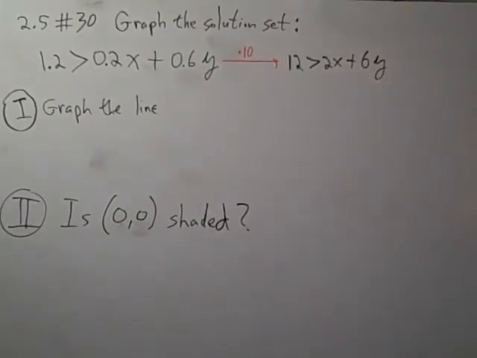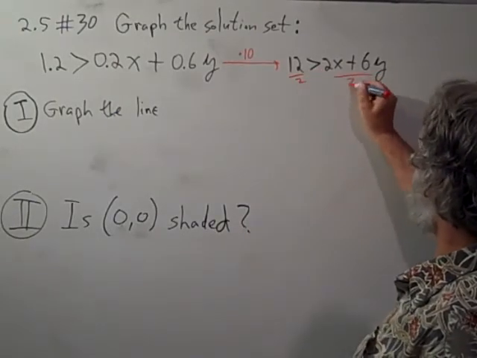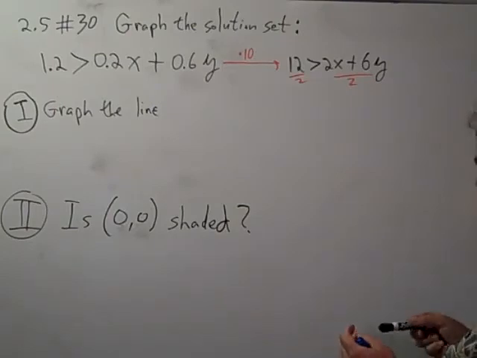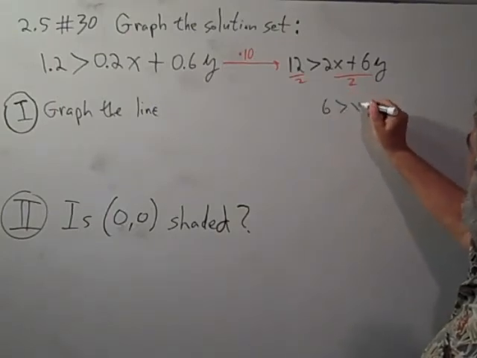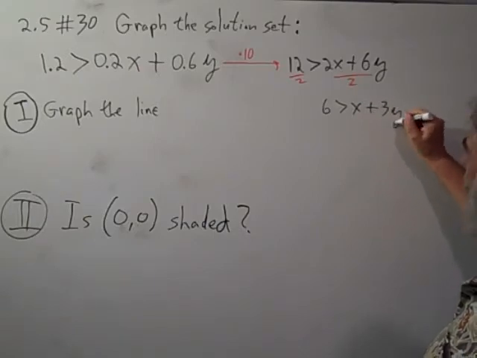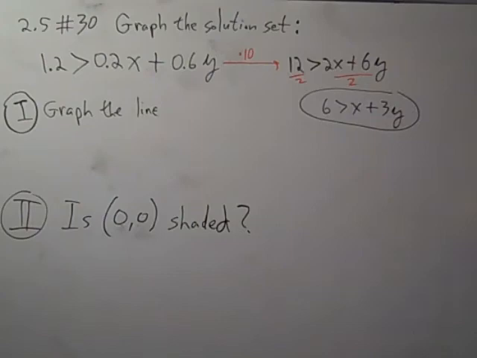Well, that's definitely much nicer than the original, but we can make it a little better still by dividing both sides by 2, because every coefficient here is divisible by 2. Then we end up with 6 is bigger than x plus 3y. Now this inequality has the same solution set as our original one, but is easier to work with, because the numbers are smaller and there's no decimals.